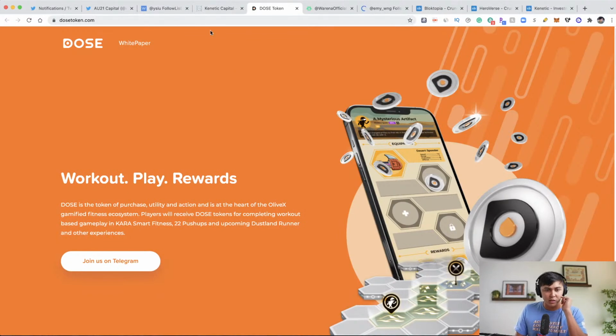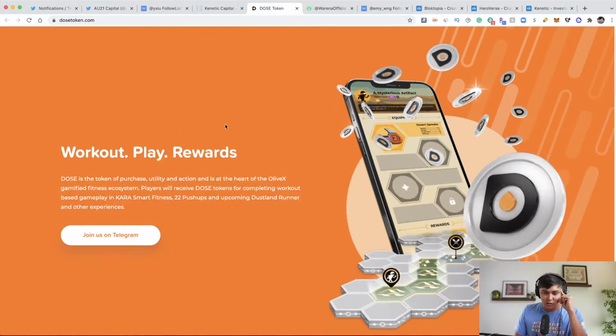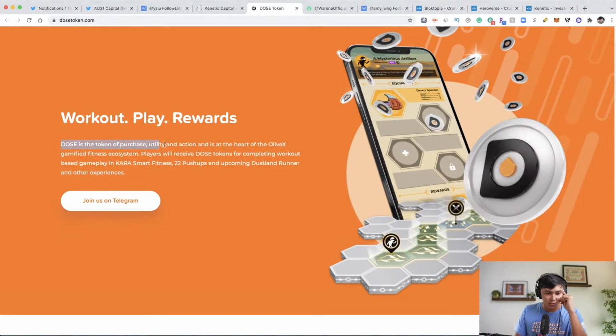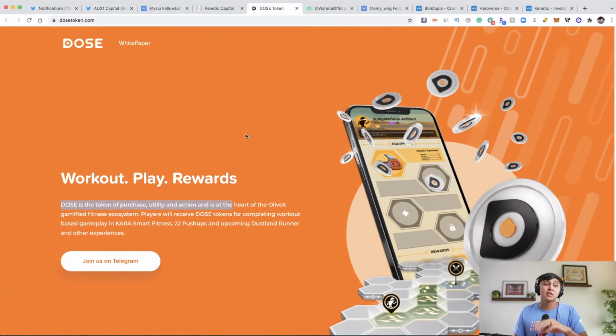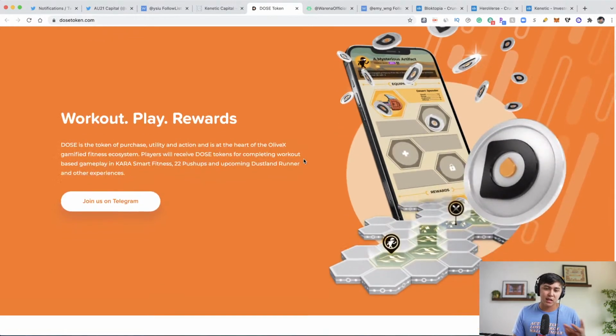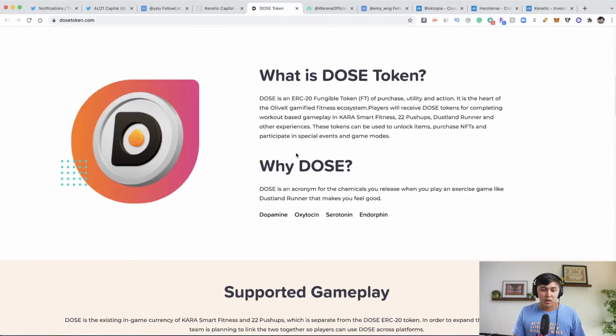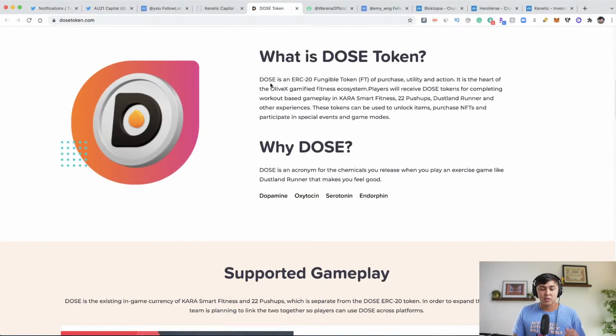Okay, so this is Dose. This is the one that Yatsu or the Animoca Brands is a part of. And so Dose is the token of purchase utility. So at first glance, this website looks good, right? So this website is actually something that we can kind of get behind. It doesn't look like a scam right away. So you just kind of want to know about the project, right? So what is Dose token?